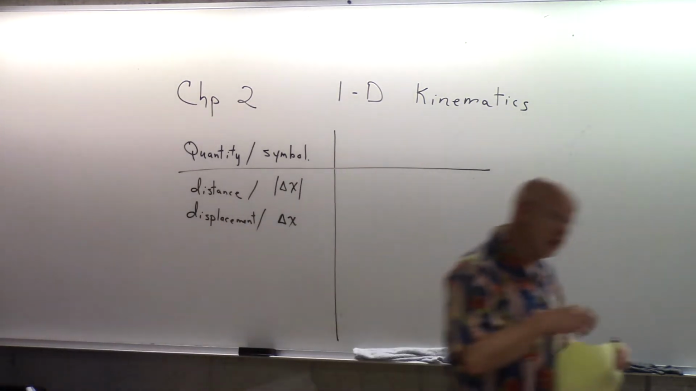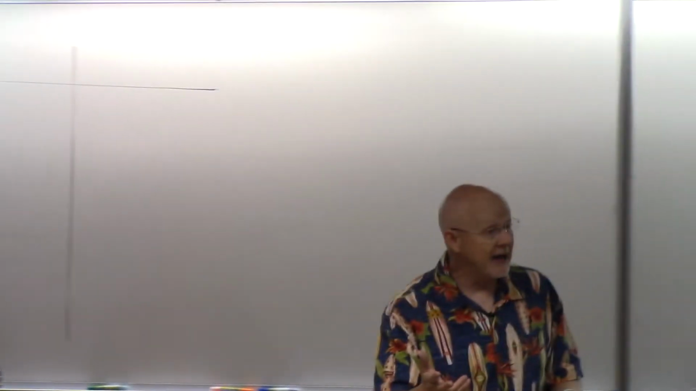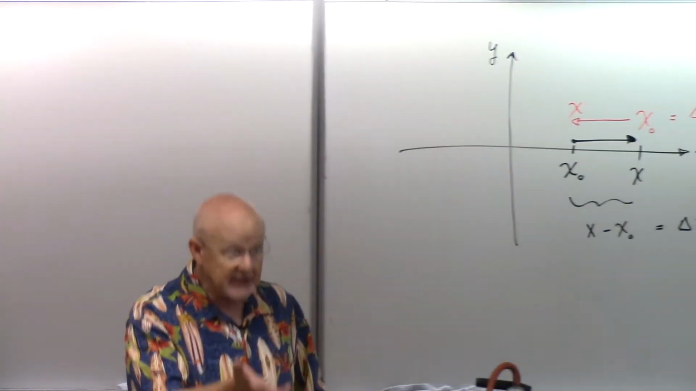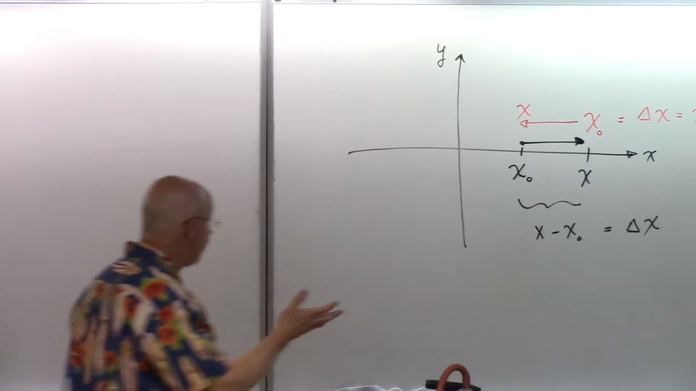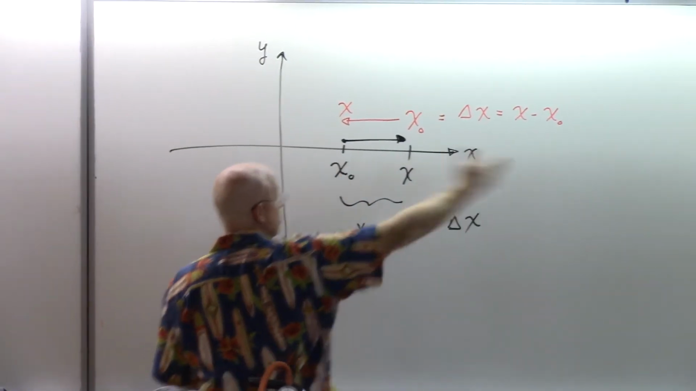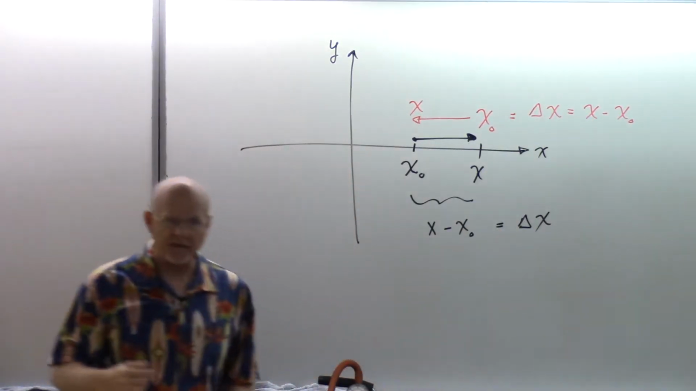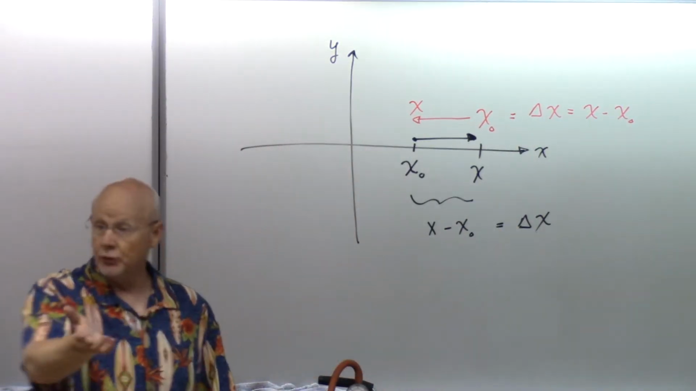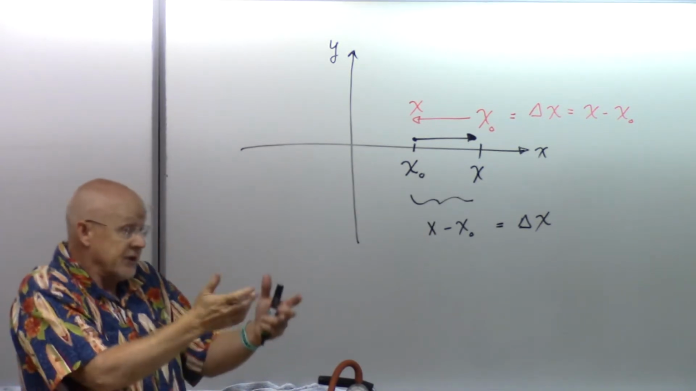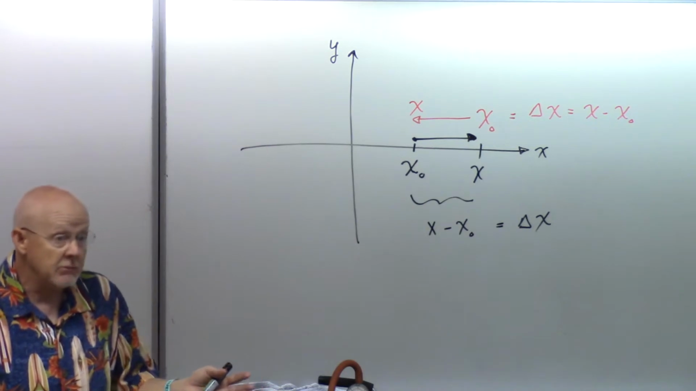And of course, the tradition, and we don't have to always stick to tradition, but we might as well, unless there's a reason to leave tradition. Tradition is for the x-axis, it's not only just horizontal, but it's also positive to the right. And so normally, if we have a positive displacement, we'll say it moved to the right. And a negative, we'll say it moved to the left.